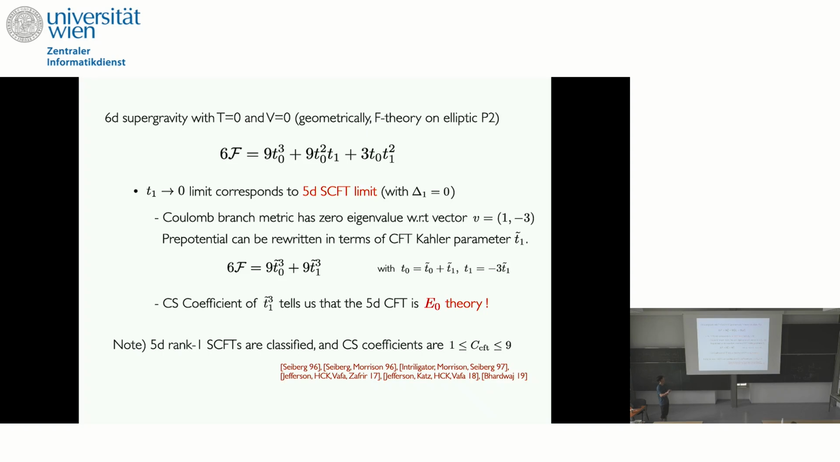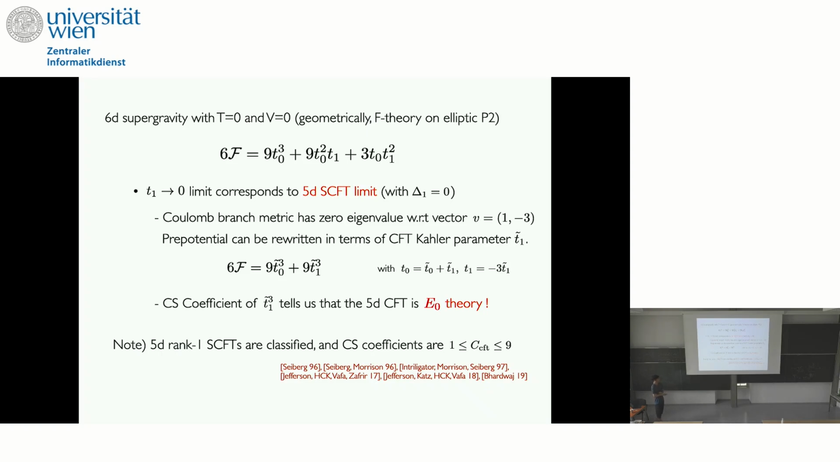And you can rewrite this prepotential in terms of this Kahler parameter for the CFT. And this is the result. And from this prepotential, you can try to identify what CFT we have at the boundary. Okay? So the cubic prepotential is a distinguishing feature for the given 5D CFT.